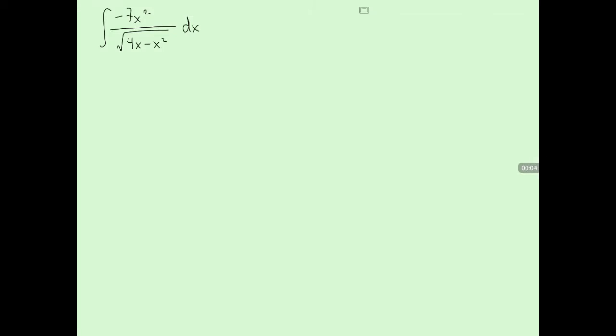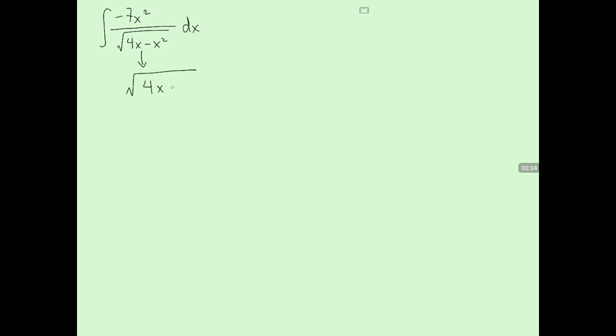We are asked to compute the integral of negative 7x squared over root 4x minus x squared. Just from looking at this, we should first consider trigonometric substitution, because if we try to substitute just with x squared, we still have this lone x at the bottom that isn't taken into account. So, let's look at this denominator first, because this is where all the action is.